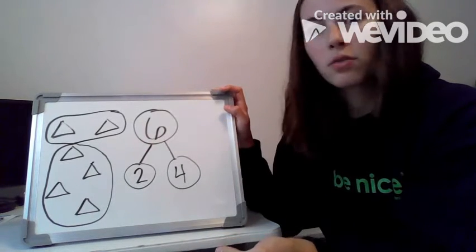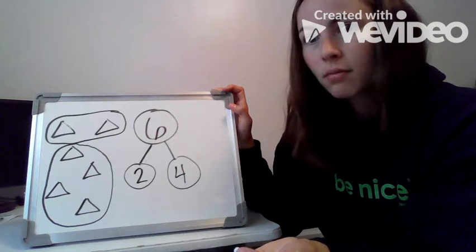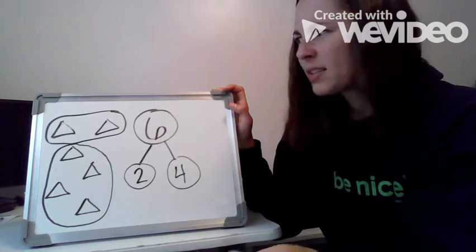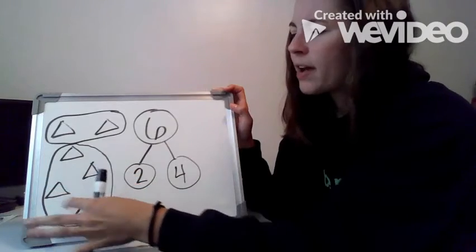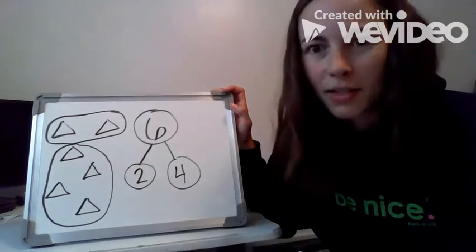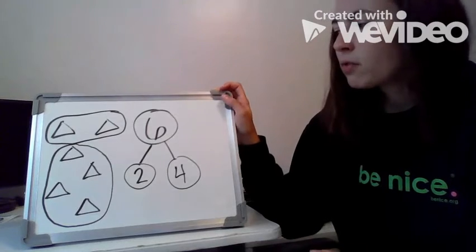There are still 6 triangles there, right? You don't know? Oh, well, let's count them again. Let's make sure there are still 6. 1, 2, 3, 4, 5, 6. Just because I circled them doesn't mean any disappeared or any more came. Okay? Good. So we found those parts.